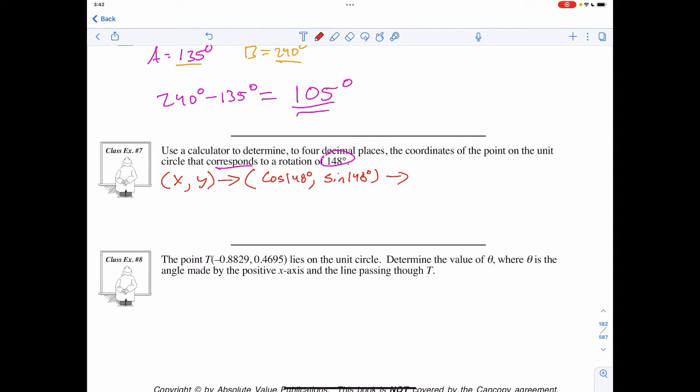So if I put cos 148 into my calculator, I get negative 0.8480. When I put sine of 148 in my calculator, I get 0.5299. And that is the coordinates of what it would be on the unit circle.